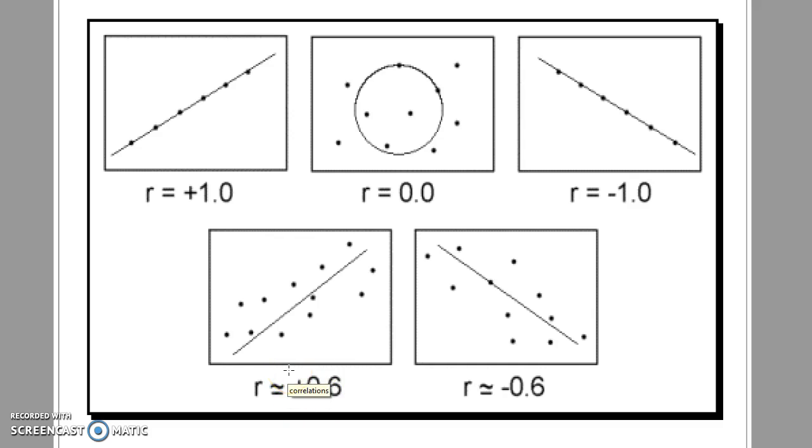0.6 is a moderate correlation, but this is a positive correlation because when x is increasing, y is increasing. But here again, when x is increasing, y is decreasing.